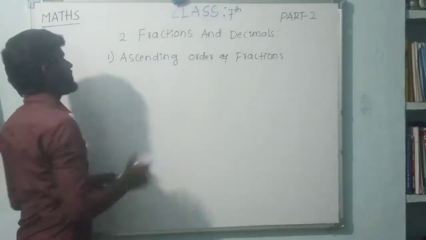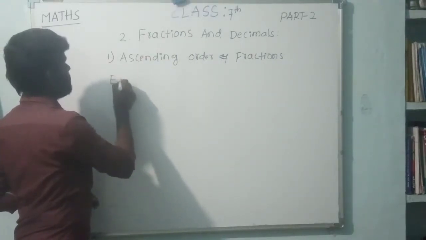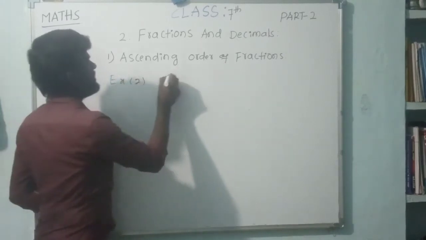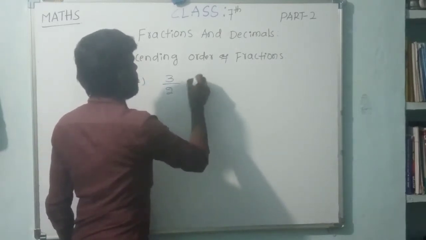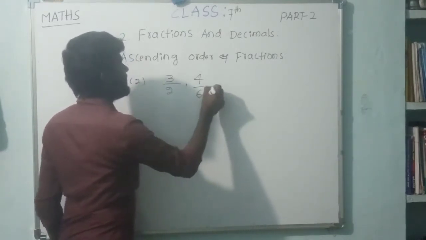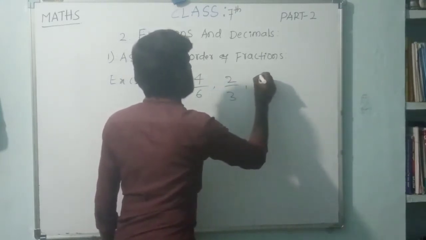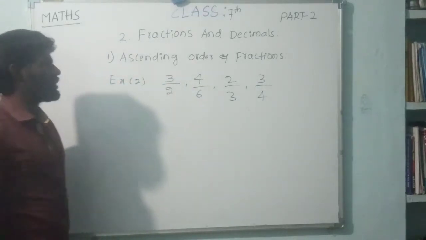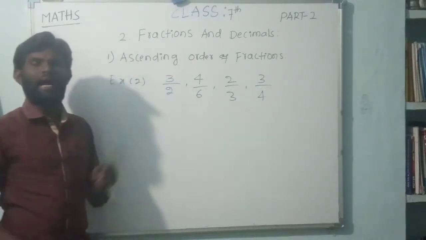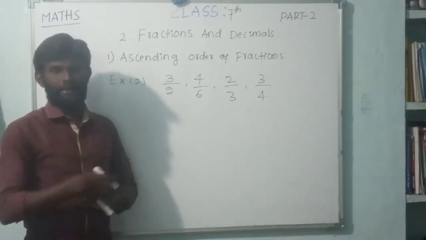Example 2, dear children. Suppose 3 by 2, then 4 by 6, then 2 by 3, then 3 by 4. Dear children, they will ask you, there are 4 fractions they have given. Write these unlike fractions in ascending order.